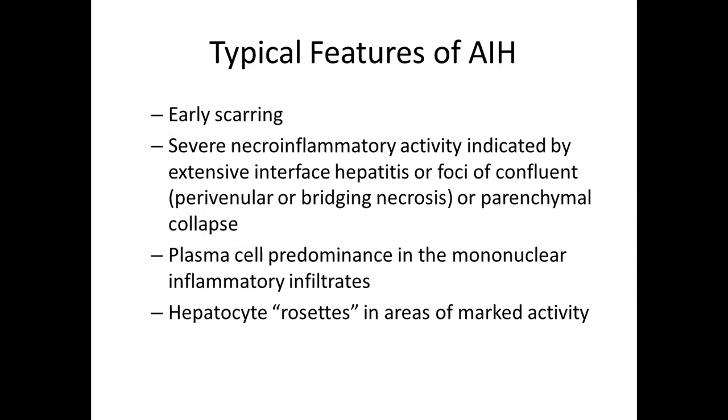A very important finding usually seen in cases of autoimmune hepatitis is the predominant presence of plasma cells. If plasma cells appear in the portal tract, then the diagnosis of autoimmune hepatitis must be thought of, because plasma cells usually do not respond in infectious or viral hepatitis. So there is plasma cell predominance in the mononuclear inflammatory infiltrates, usually within the portal tract, and these plasma cells are quite easily seen.